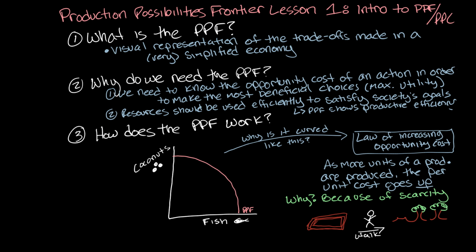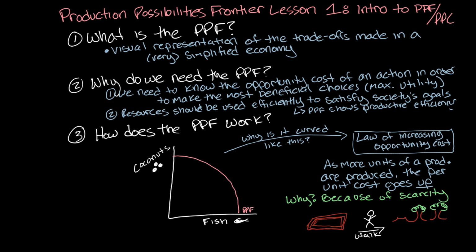And the reason why it's shaped like this is because of the law of increasing opportunity costs, which basically tells us as more units of a product are produced, the per unit cost goes up. Keeping in mind this is opportunity cost, not price. Kids will like to point out economies of scale here, and good for them, but we're talking about cost here and not the price on the shelf.